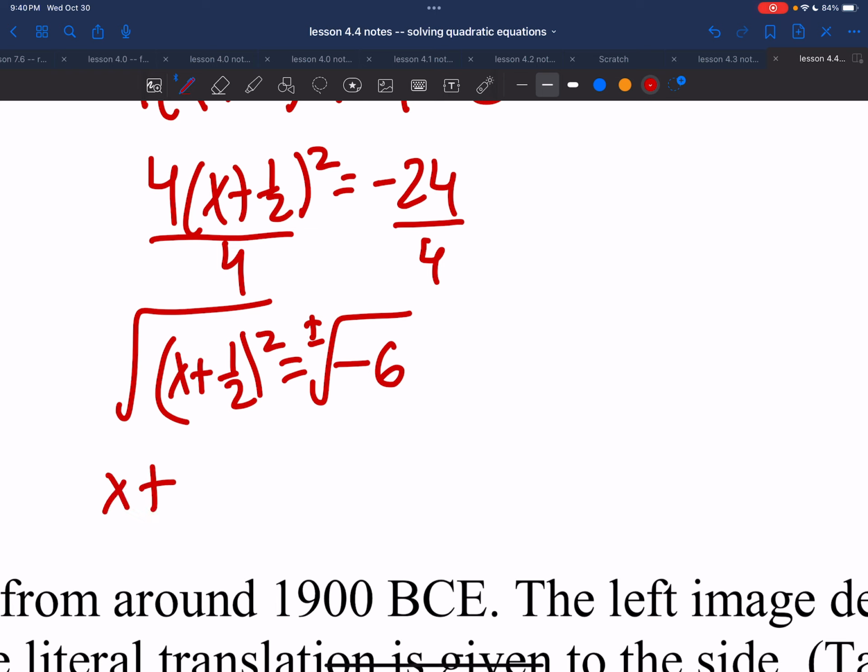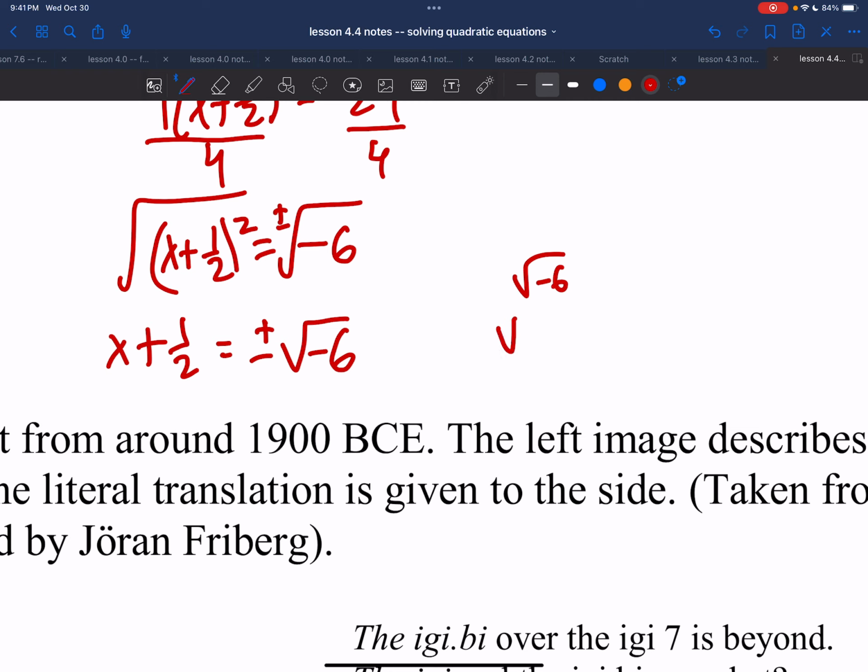And so I get x plus 1/2 equals plus or minus the square root of -6. You might say, how am I supposed to write that? And I'd say, well, you could say that square root of -6 is just square root of 6 times square root of -1. So that's root 6 i. Notice, it is not root 6i. No. It is root 6 times i. Okay? So what does this mean about our answer?